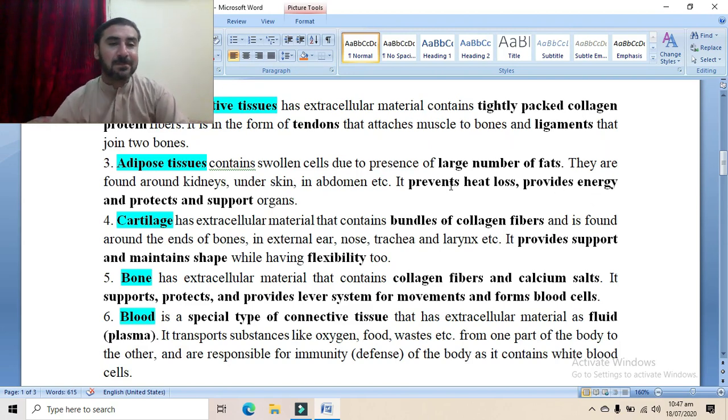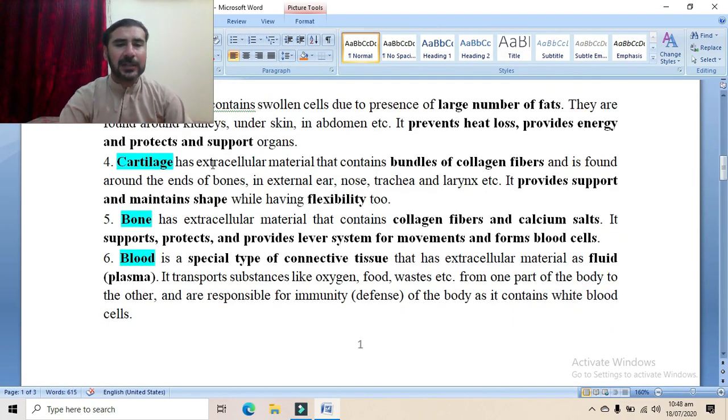Now remember, we will study in the next chapters, also in the nutrition chapters, that the primary source of energy is carbohydrate. If the carbohydrate is not available, then the second energy source, which is rich in energy as compared to the carbohydrates, is the fats. So the fats can provide energy, and they can produce a large amount of energy. So they provide energy to the body and protect and support organs.